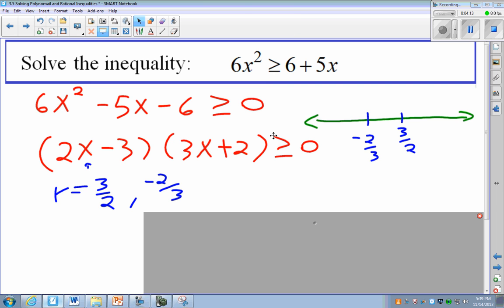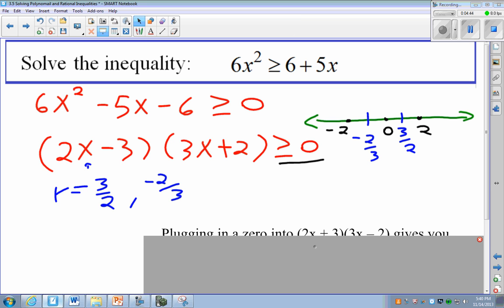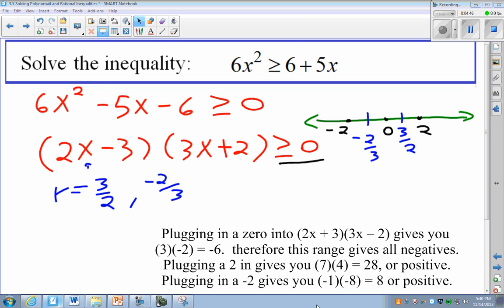Okay, now that we have our zeros, we need to figure out when we are greater than 0. So what we do is we pick values to the left and to the right of each of our zeros. So we could pick -2 as one of our values, 0 as a value because 0 is between -2 over 3 and 3/2. And let's just pick 2. Okay. Now, when we plug all these values in, we're going to get a negative value here.